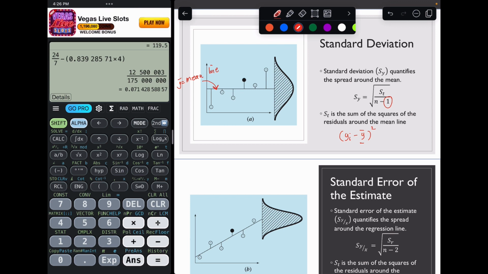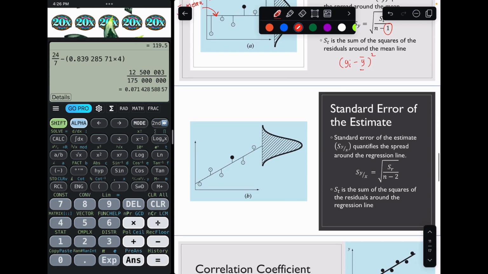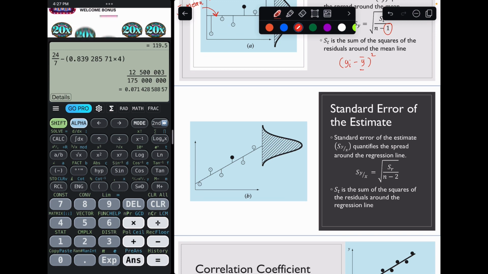Taking that one and then the square root, that is the standard deviation. The standard deviation quantifies the spread around the mean, or how far the data points are from the mean line. Another one, which is more our concern, is the standard error of estimate, or S sub y over x. It quantifies the spread around the regression line, which is our best fit line. For the given data points, how far are they from the regression line? That is what we refer to as the standard error of the estimate.